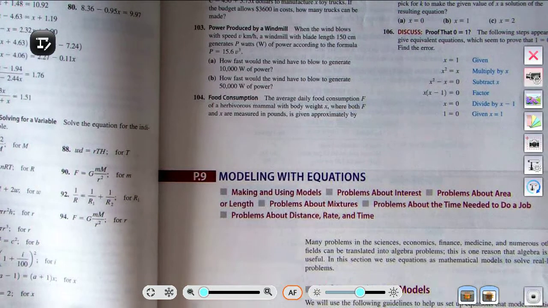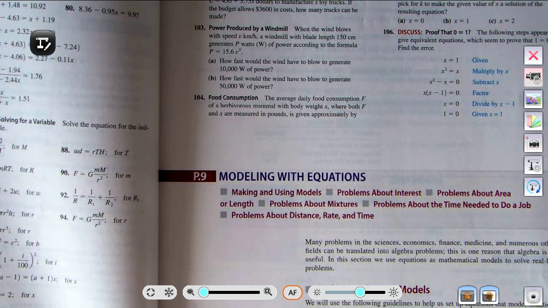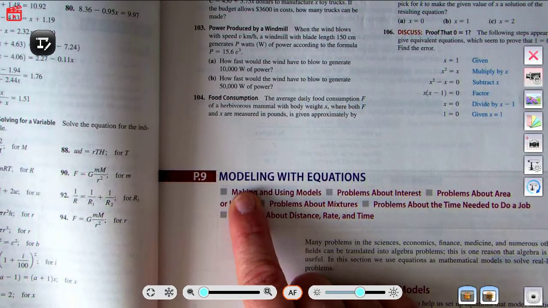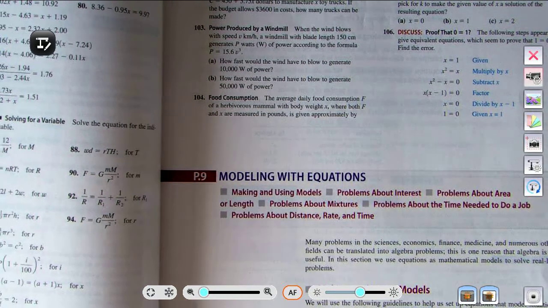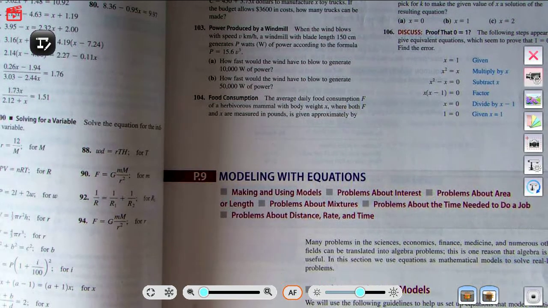Section 9 is modeling with equations. And anytime you hear the word modeling, you should be thinking word problems. It's just another way of saying we're going to deal with word problems. Very similar to another nice word they like to use, applications. So anytime you hear the word applications, they're thinking word problems or real world situations.